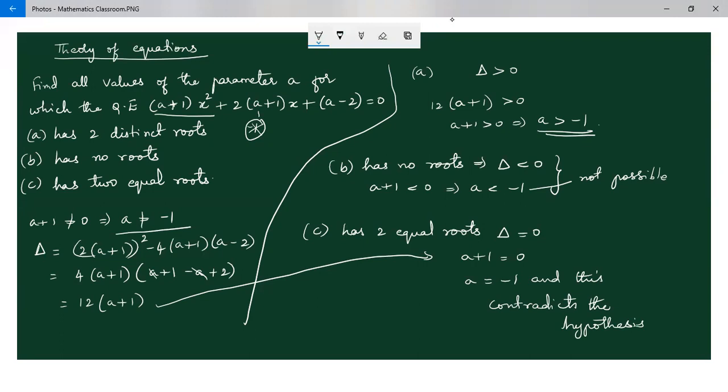So find all values of the parameter a. So what will be the value of a? a should be greater than −1 will be the value.